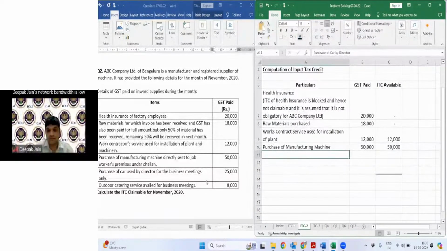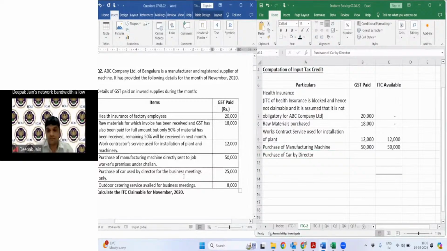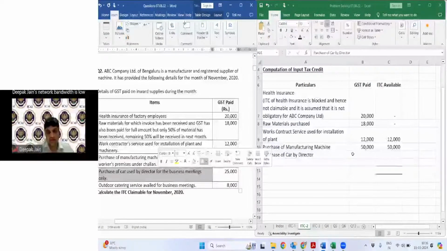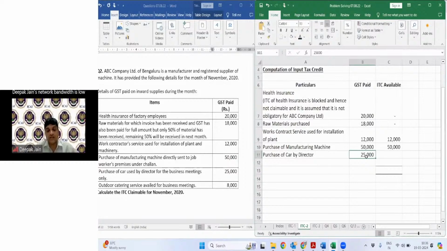Then the next item is purchase of car by the director. Now there's a car which has been purchased, which is used by the director only for business meetings. Since he's not using any part of it for personal use, it is a business expense. So can we claim it? GST paid on this is 25,000 rupees. Is ITC available on this?